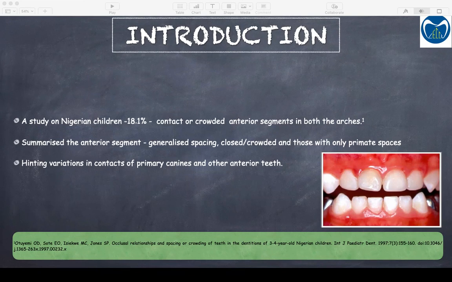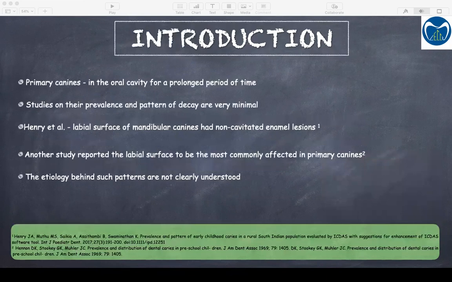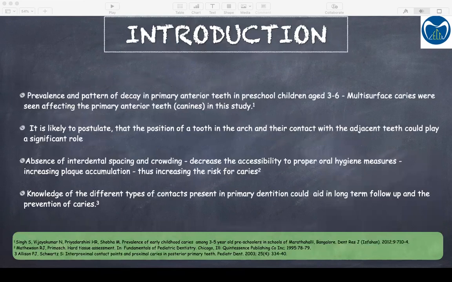both arches. The studies have summarized the anterior segment as those with generalized spacing with only primate spaces or those with crowded anterior segments. Primary canines are present in the oral cavity for a prolonged period of time. However, studies on the prevalence and pattern of decay are very minimal. One study reported the labial surface to be the most commonly affected in primary canines, while the other reported multi-surface caries affecting the primary anterior teeth in 3 to 6-year-old children, including the primary canines.